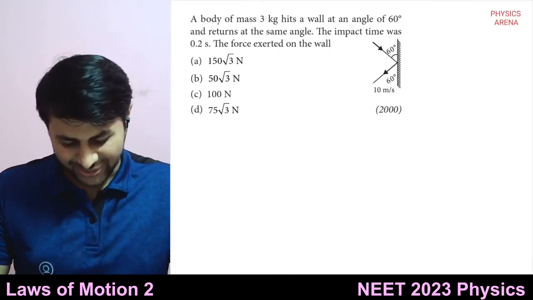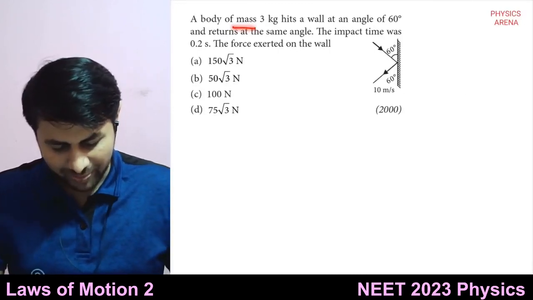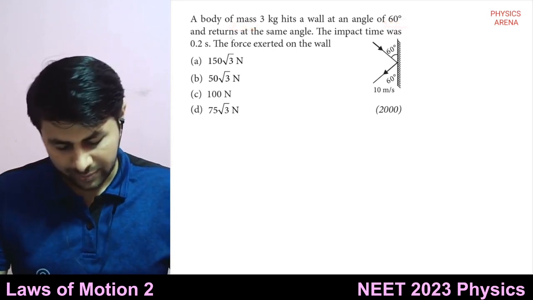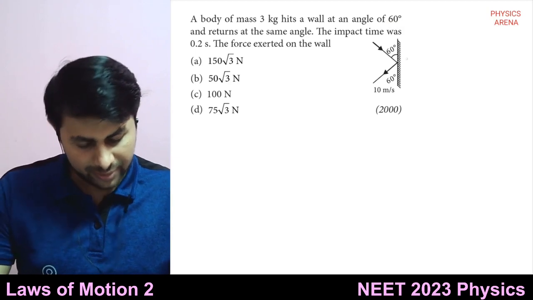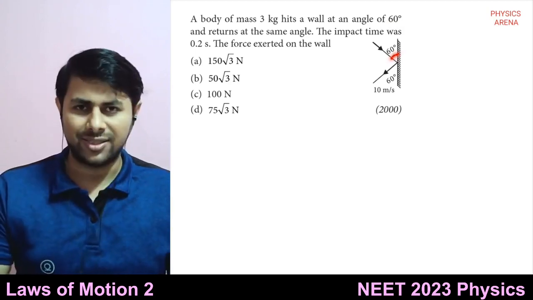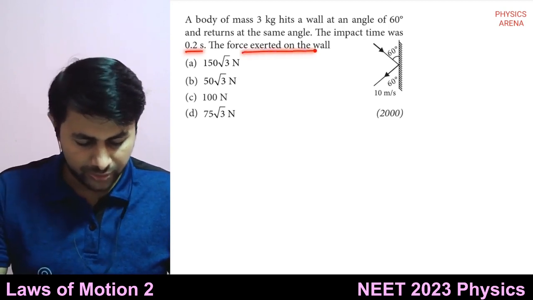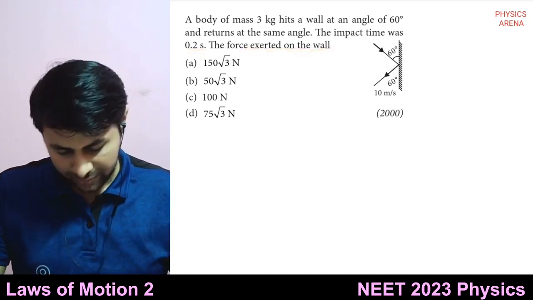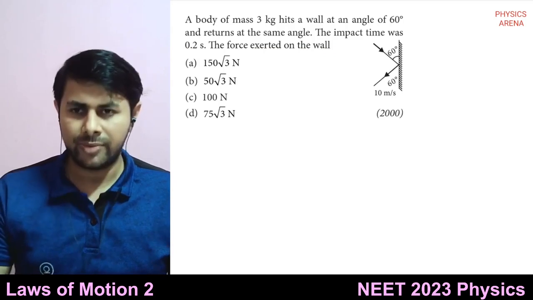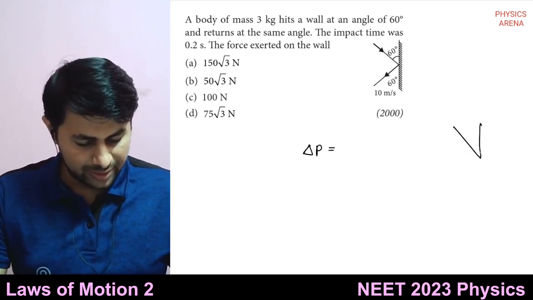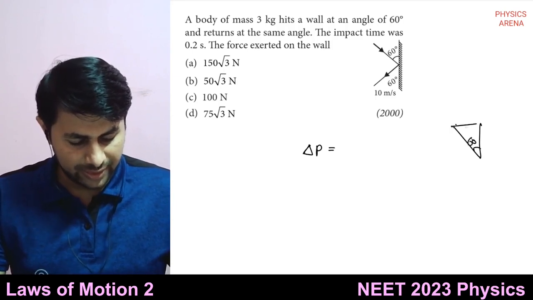Another one. A body of mass 3 kg hits a wall at an angle of 60 degrees and returns at the same angle. The impact time was 0.2 seconds. The force exerted on the wall is? Now, how much will be the change in momentum, delta P? If this angle is 60, this angle is 30.